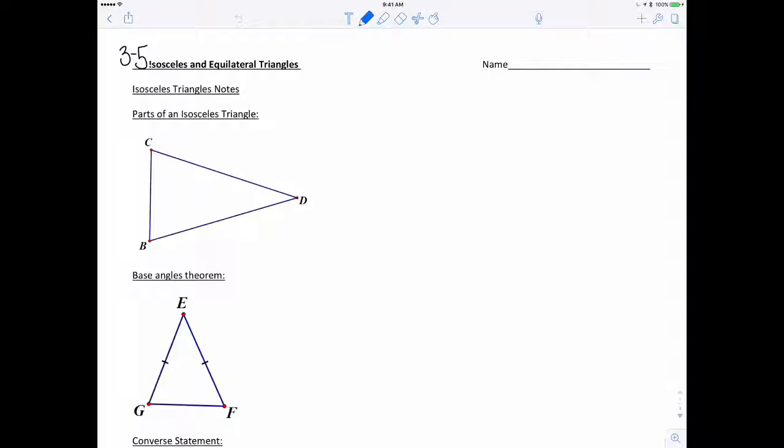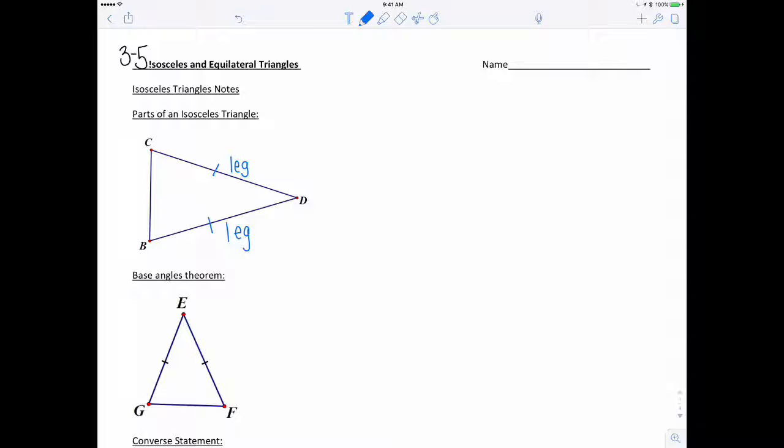First of all, we need to identify the parts of an isosceles triangle, and while all the normal traditional parts for a triangle still apply, sides, vertices, and interior angles, there are actual special names for parts of isosceles triangles because they behave differently. So an isosceles triangle, if you recall, is a triangle with at least two sides that are congruent. So let's say CD and BD are the sides that are congruent. We would call those sides then the legs. So the legs are the congruent sides of the triangle.